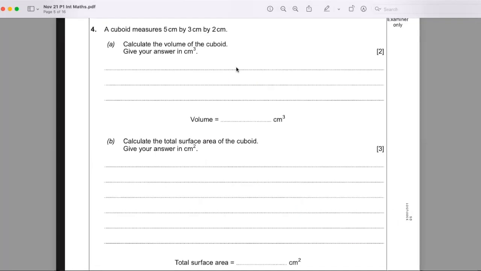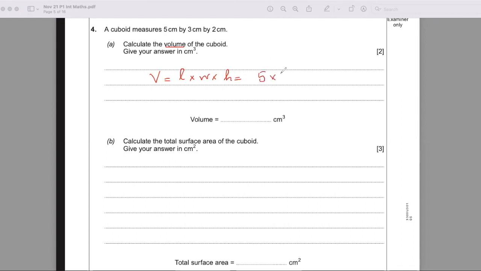Question 4. A cuboid measures 5 centimeters by 3 centimeters by 2 centimeters. Calculate the volume of the cuboid and give your answer in centimeters cubed. Okay, so you know the volume is length times width times height. So just the 3 dimensions.